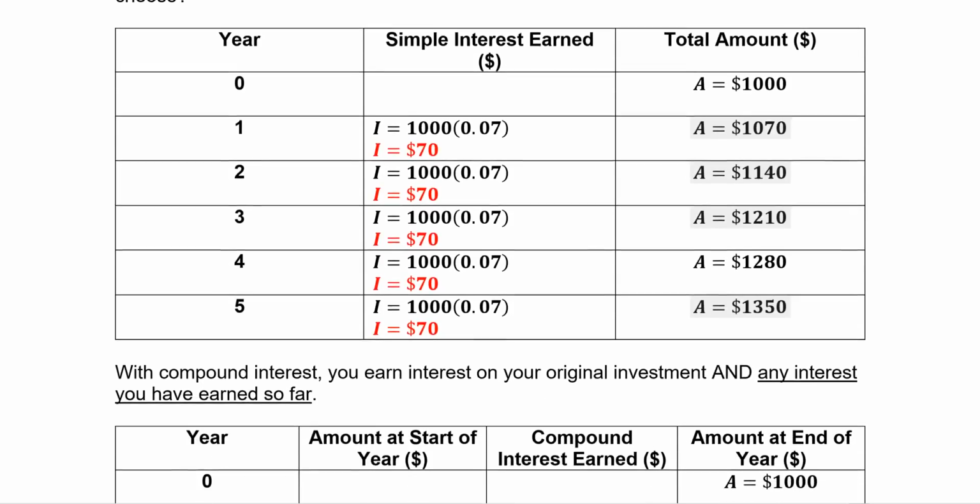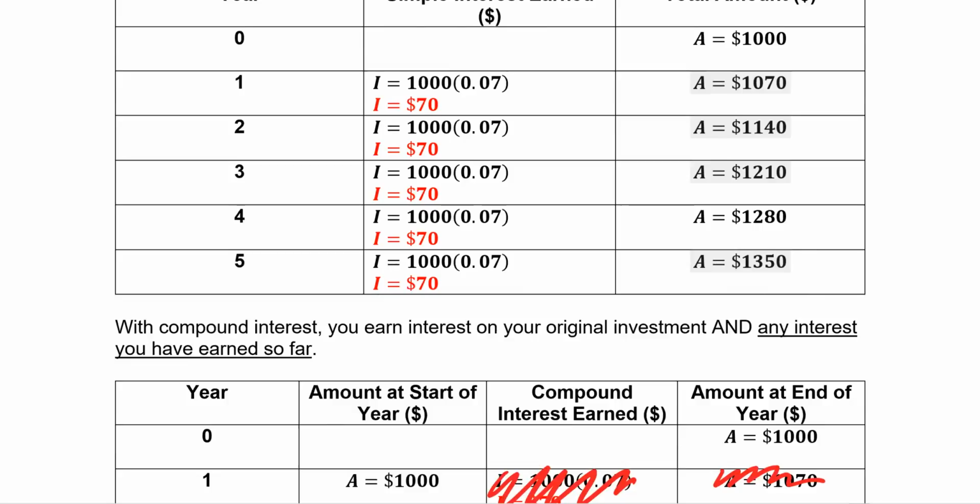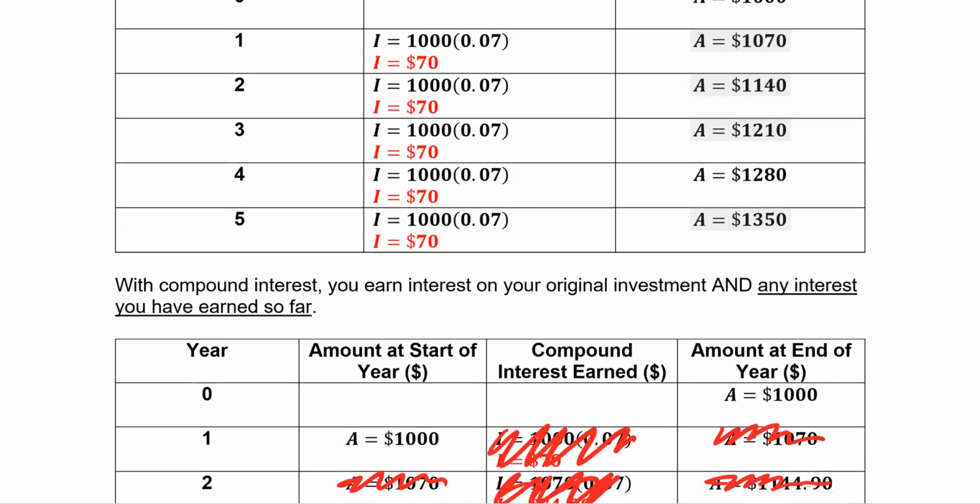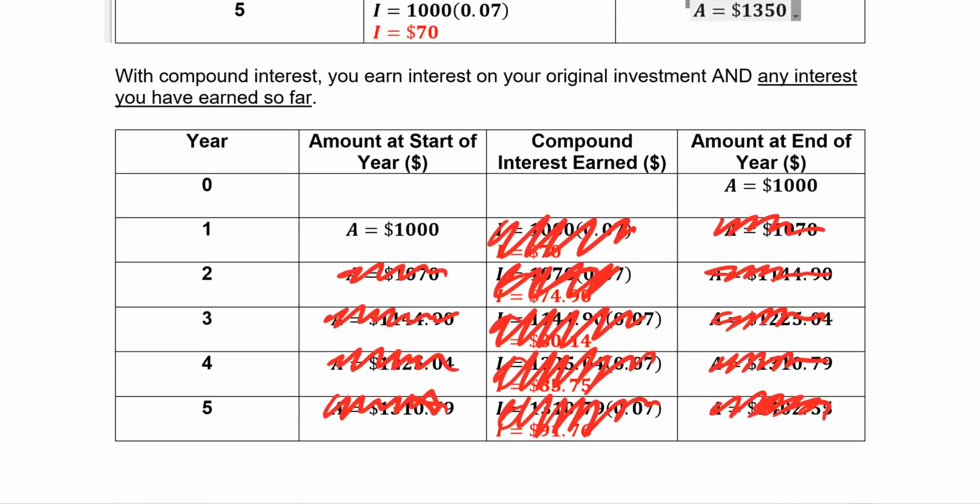So what does compound interest mean? With compound interest, you earn interest on your original investment and any interest you have earned so far. That's the key difference. Any interest you have earned so far is added to your total, and you also earn the percentage on that amount as well. To show you in this table, again, we're starting with $1,000, our amount at the start of the year. The very first year, we would earn 7%, which is $70.